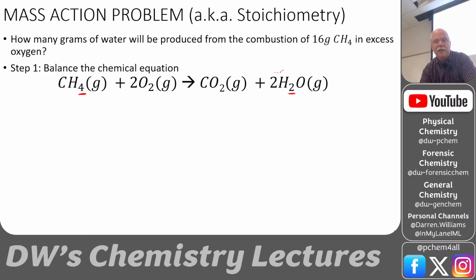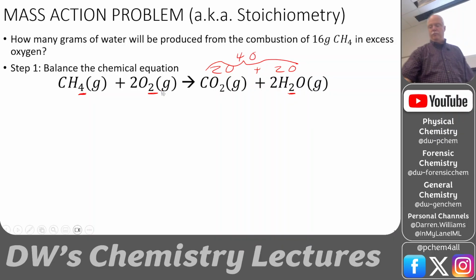And then we add up all the oxygens. I've got 2 oxygen atoms here, and I've got 2 here. So I've got 4 total. And they come in pairs. So if I need 4 oxygens, I need 2 pairs. So I've got 2 oxygen molecules.